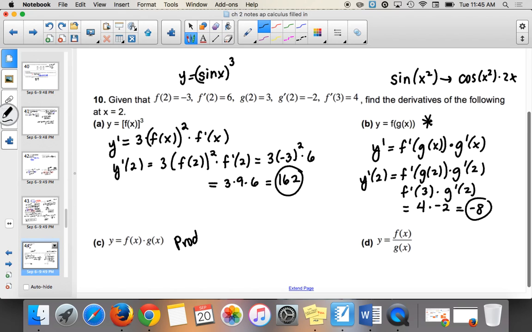C involves the product rule. We've done a couple like that. And D involves the quotient rule.